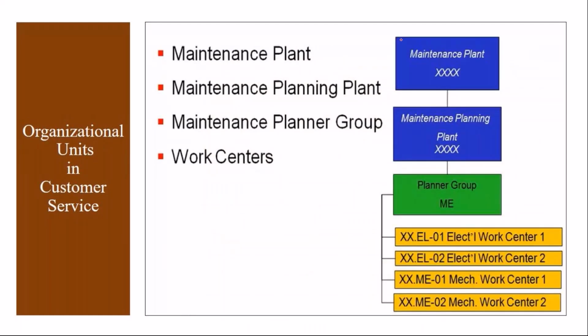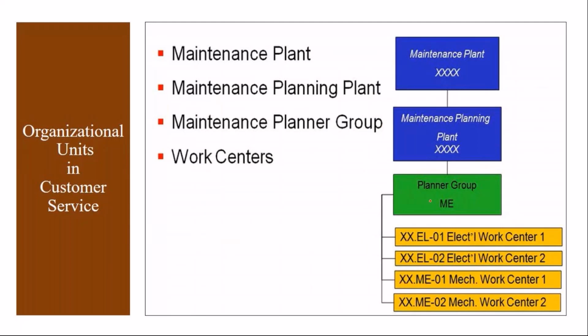So first you will have the maintenance plant, then the maintenance planning plant, which will be assigned to the maintenance plant. The maintenance planning plant will have the planner group, and under the planner group you will have the work centers. Okay, so the planner group is a person or a group of people responsible for planning activities, and they will manage the work centers. So work centers are nothing but a person or group of people. Okay, so this is how it is structured in the system.